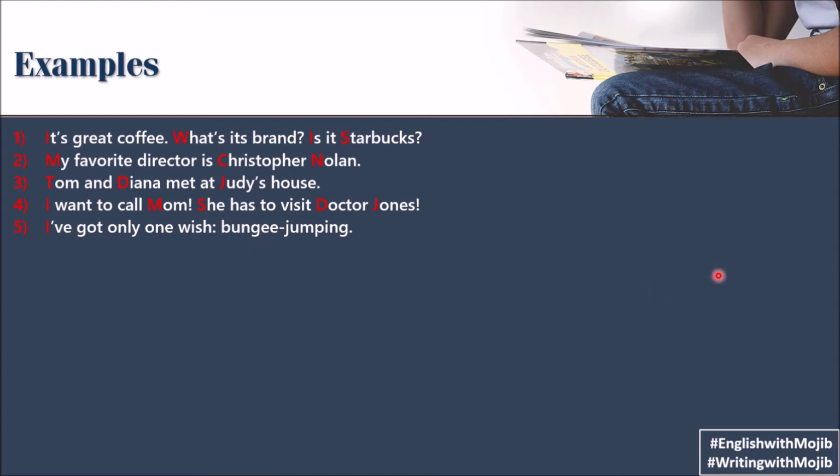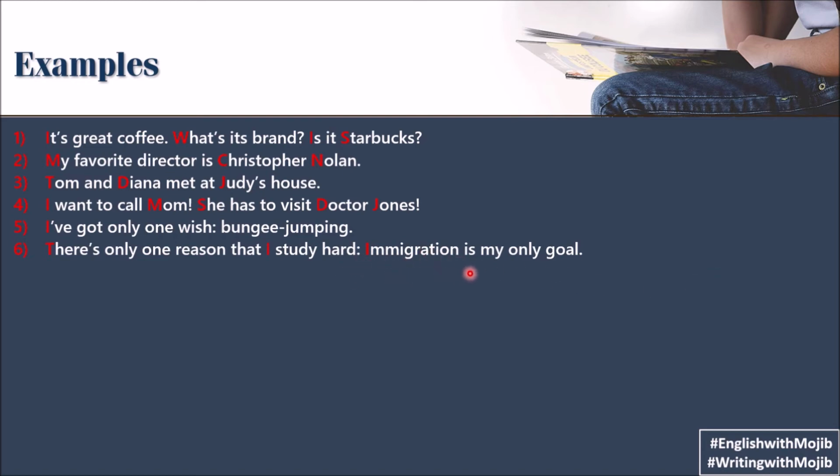But there's only one reason that I study hard: Immigration is my only goal. After a colon, we have a sentence, Immigration is my only goal. I is capitalized, beginning of a sentence. I is always capital. We have 3 capital letters in this sentence. There is only one reason that I study hard: Immigration is my only goal.